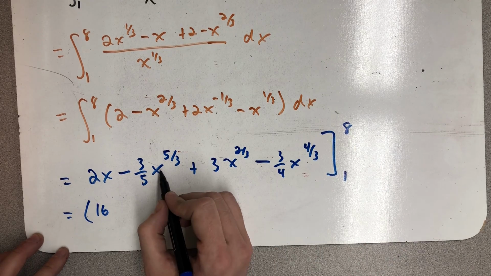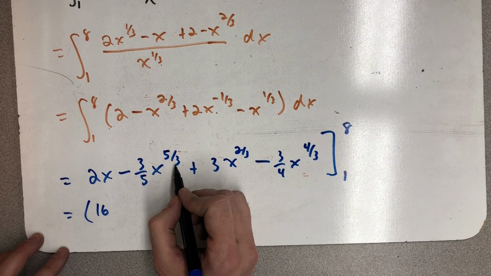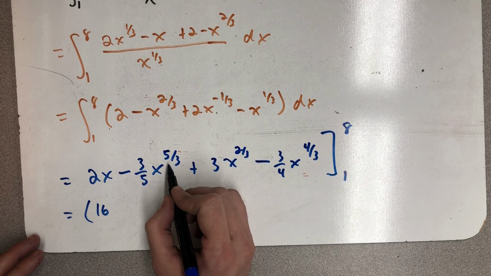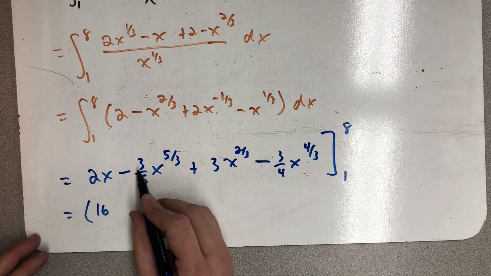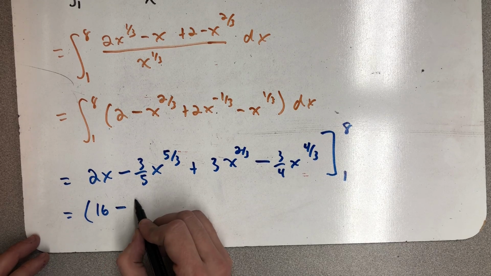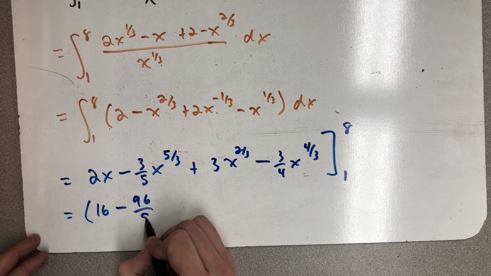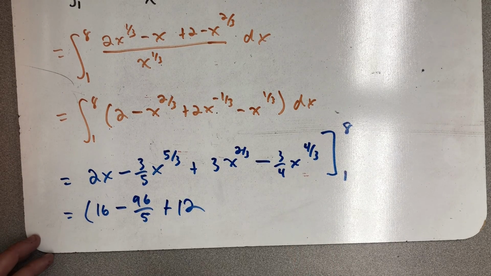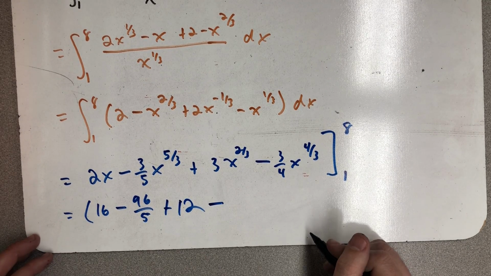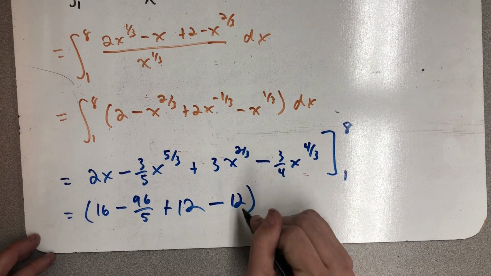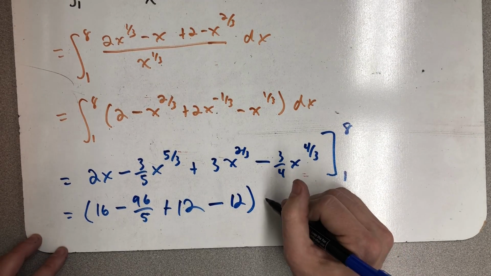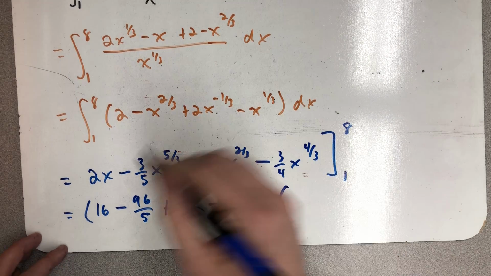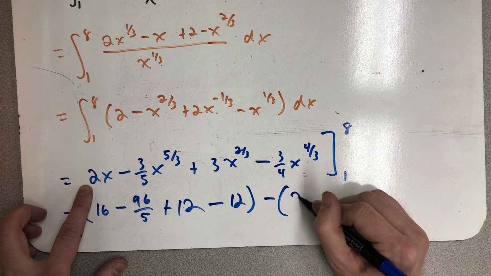All right, so I plug an 8 in here, and I can think of that over 3 as a cube root, right? So the cube root of 8 is 2, and 2 to the 5th is 32. 32 times 3 is 96. So I have 96/5 there. Let's see, that's going to be a 12. And that will be a minus 12. So that's actually kind of nice. Minus, and now I got to plug a 1 in everywhere, and that's a little bit easier.